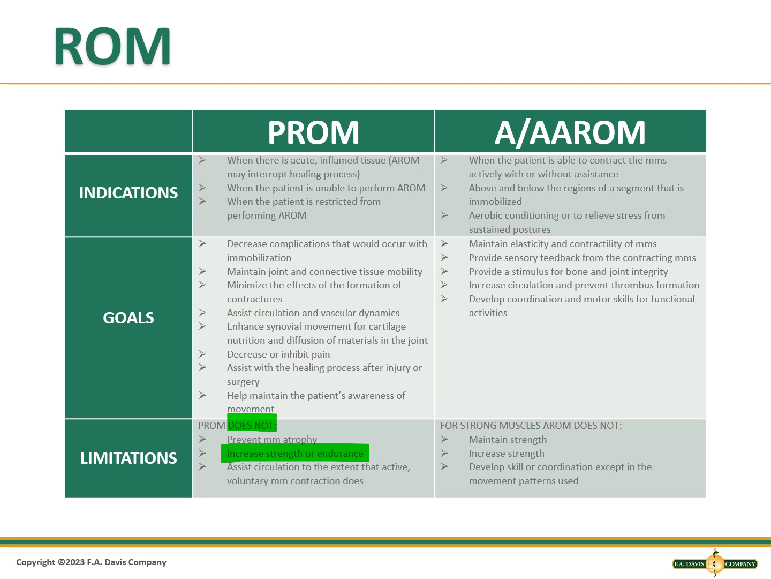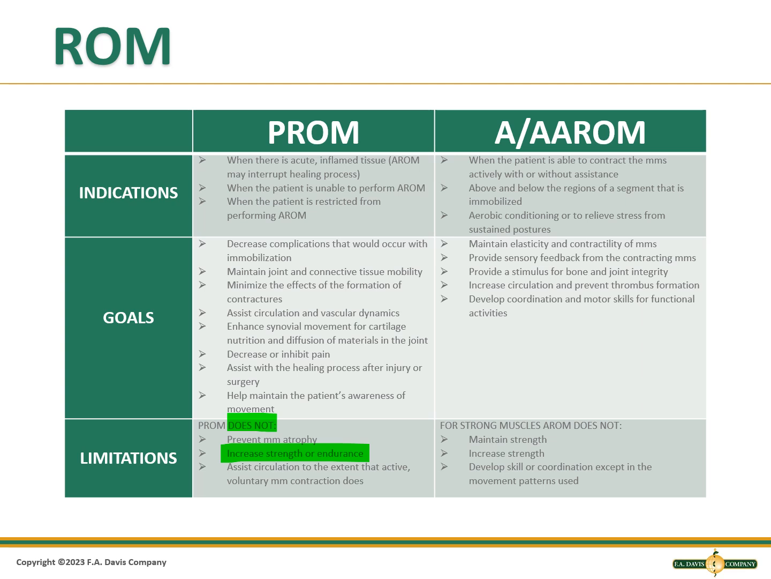Comparing that, we want to use active or active assistive range of motion when the patient's able to contract the muscles actively with or without assistance, and that'll determine which one of those two we use. We can use it above and below the regions of a segment that's immobilized, so that way we maintain distal and proximal strength as needed. We can use it for aerobic conditioning or to relieve stress from sustained postures.